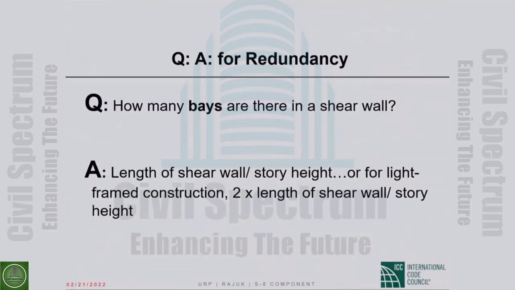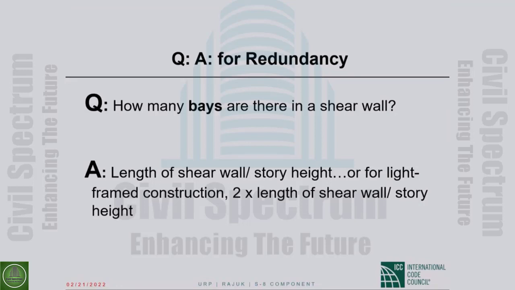Okay, a few questions and answers which hopefully will make things clearer. The first item actually is an important part of the provisions. How many bays are there in a shear wall? When you have moment frames, it is very easy to count if you have 2 bays or not. When you have a shear wall on a face, how many bays is that?